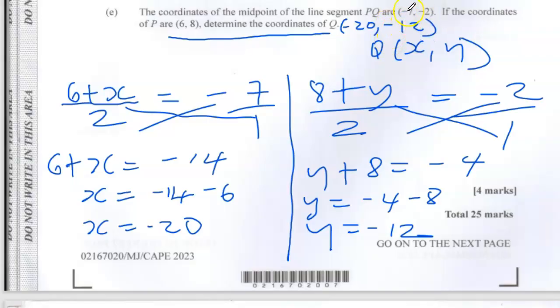And you can just check your answer and notice the midpoint is minus 7, minus 2. So here's P, 6, 8. Q is negative 20, negative 12. When I add the two x coordinates, 6 and negative 20, that's negative 14, divided by 2, negative 7. Add the two y coordinates, 8 and minus 12, that's negative 4, divided by 2, that's negative 2. So negative 20, negative 12 checks out for the coordinates of Q.